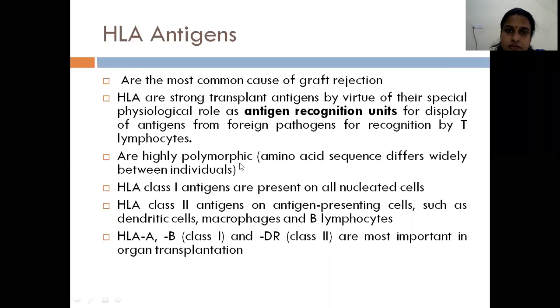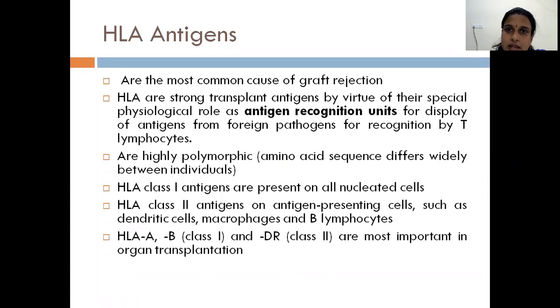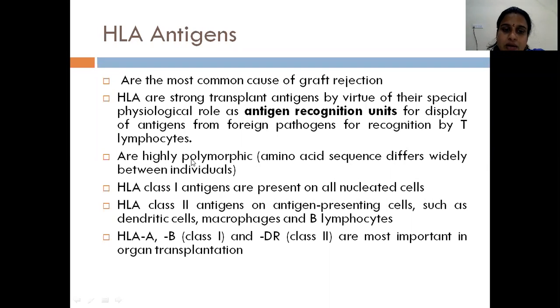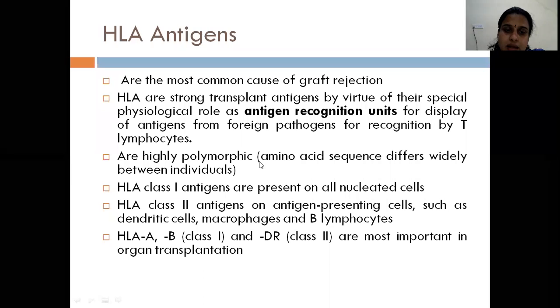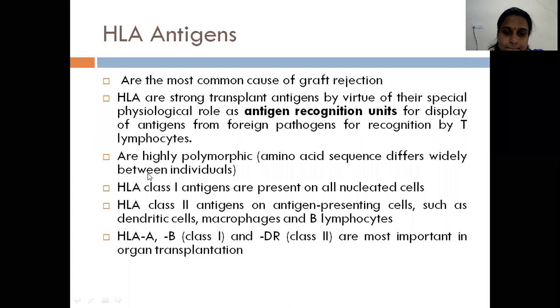They are highly polymorphic, that is, the amino acid sequence differs widely between various individuals. So there is only a remote chance of similarity between individuals, and that is how we have to look for similarity through HLA matching, and hence go for transplantation. So this polymorphic nature has to be kept in mind to match HLA antigens for transplantation.